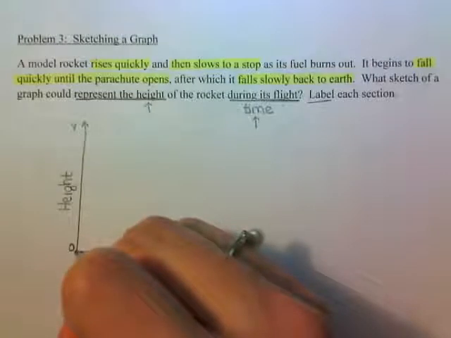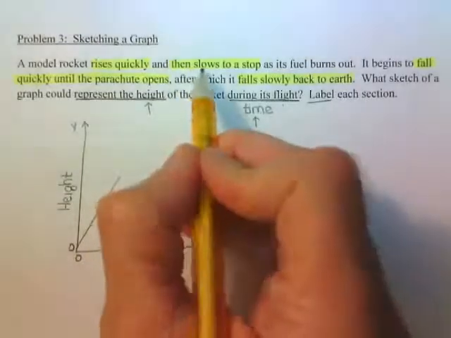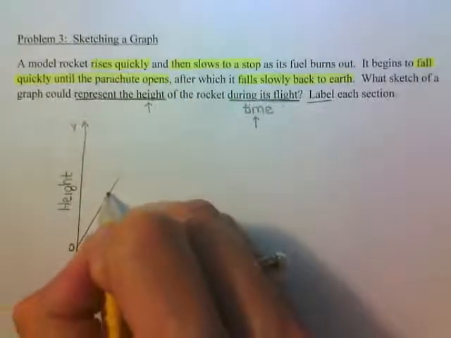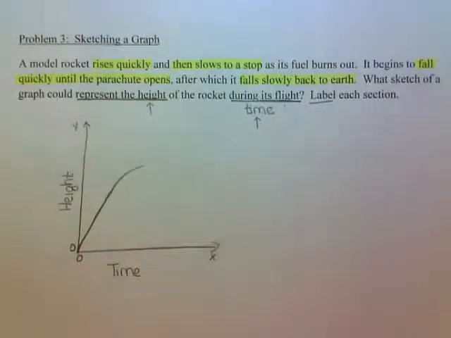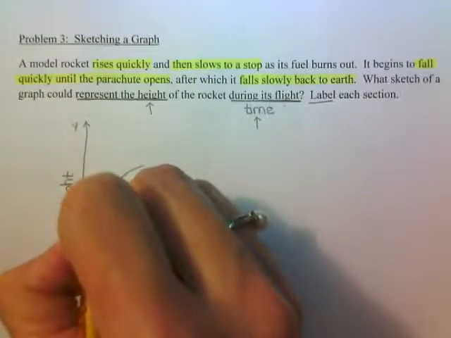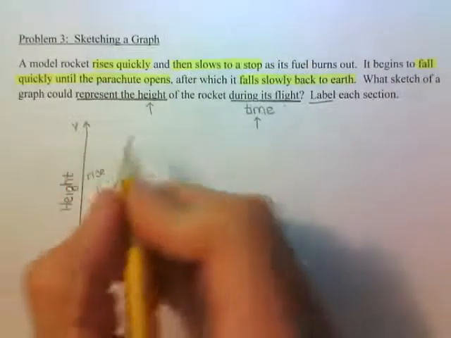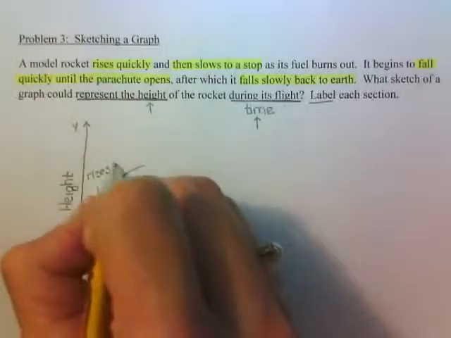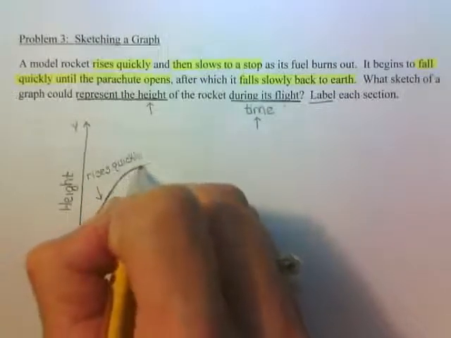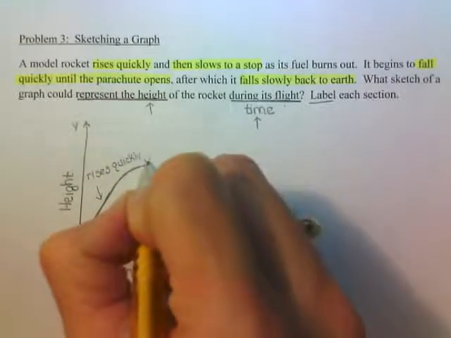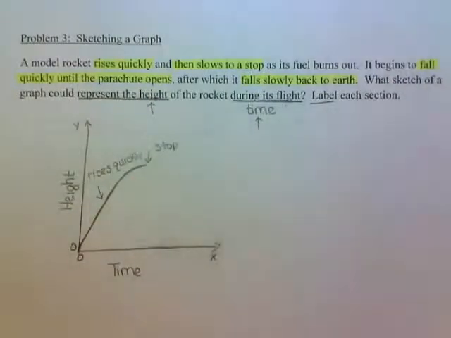All right, so let's think about our rocket. It's going to go up, up, up, up, up, up. But then it slows to a stop. So it's going to get to a point where it starts slowing down and then stops. So let's mark this first. Let's label each section. This is where it rises quickly. But then at one point it's going to run out of fuel. And this is where it's going to stop. That's where it ran out of fuel.